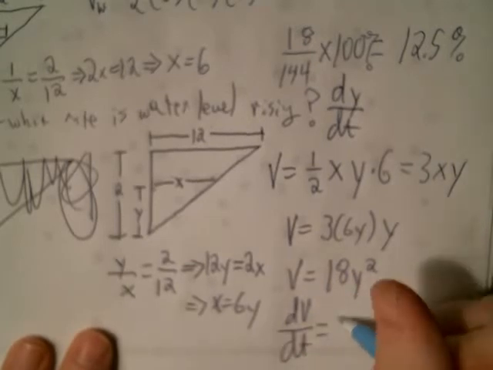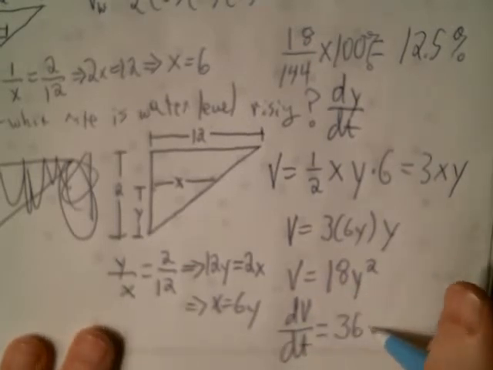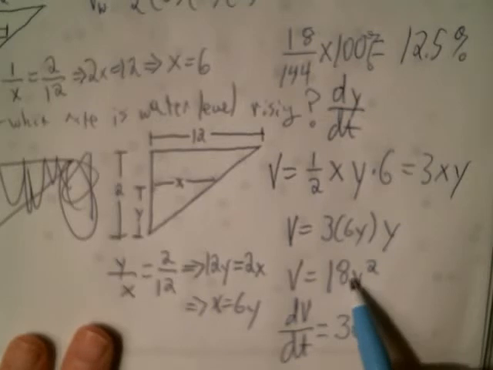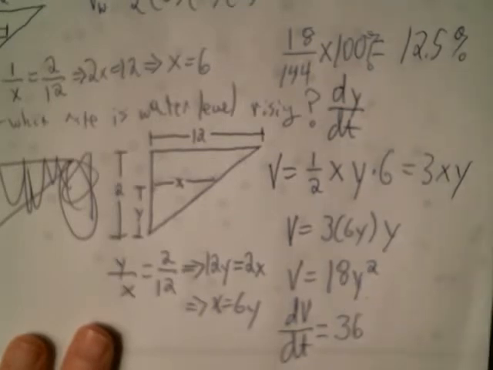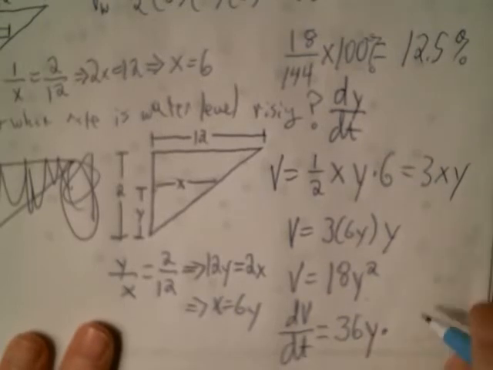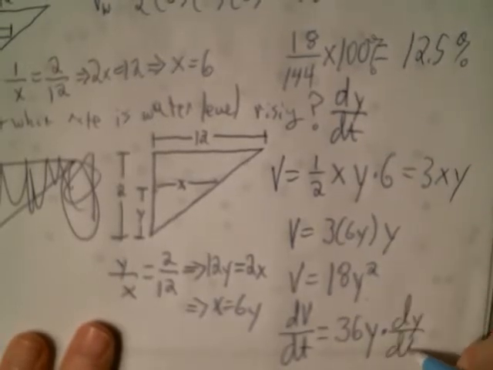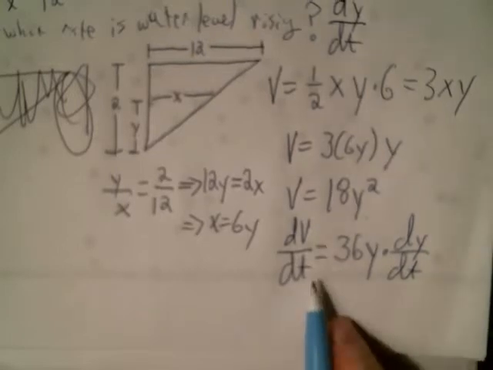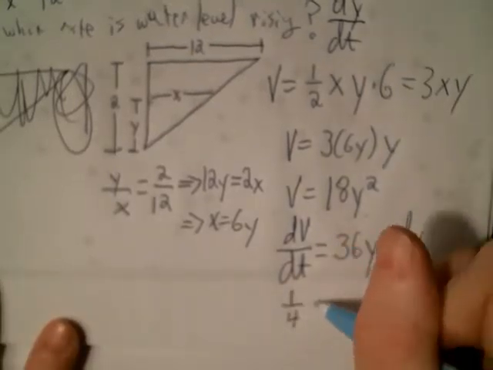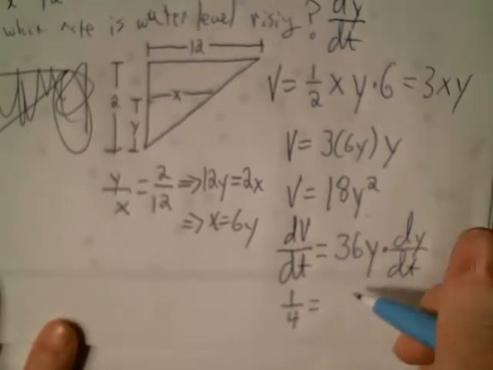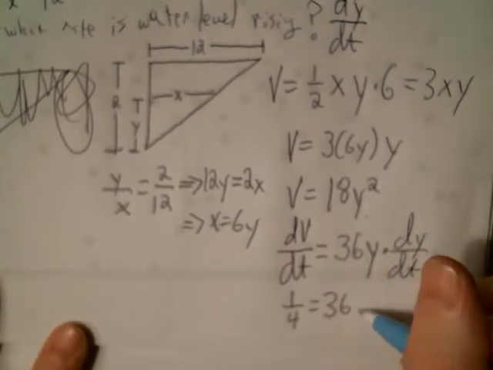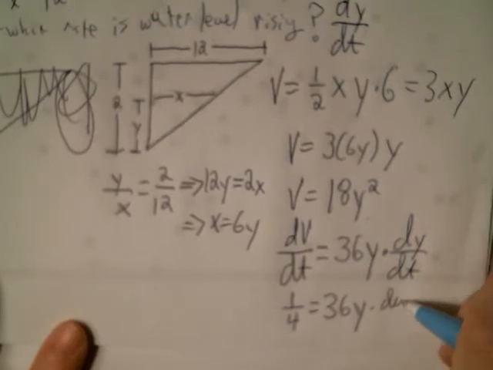dV with respect to dt is going to be 36 y. So it's 2 times y times the derivative of y with respect to dt. So it's 2 times 18 is 36, and then I have y, and then I have times this dy with respect to dt. Okay? So I'm given that the rate of change of the volume is 1/4. The right-hand side is 36y times dy over dt.